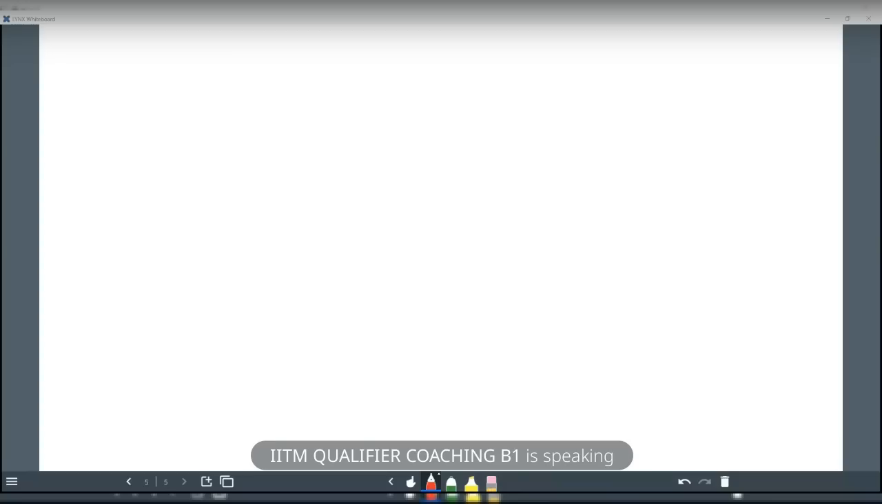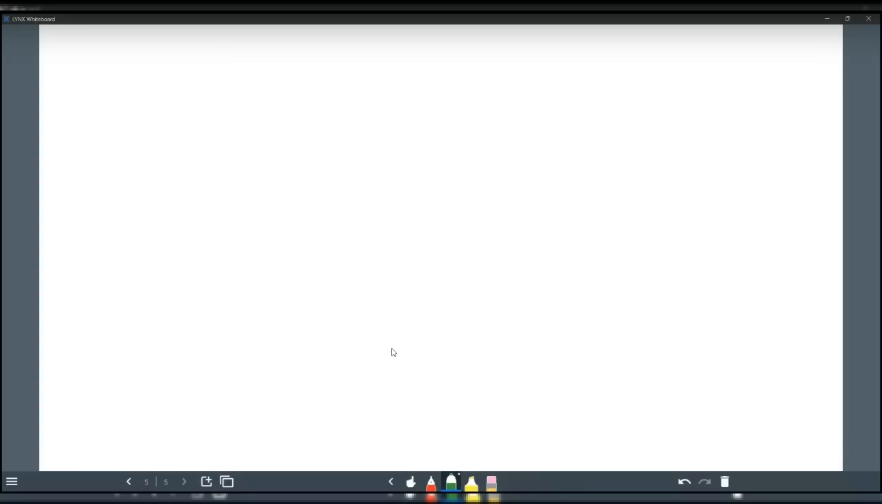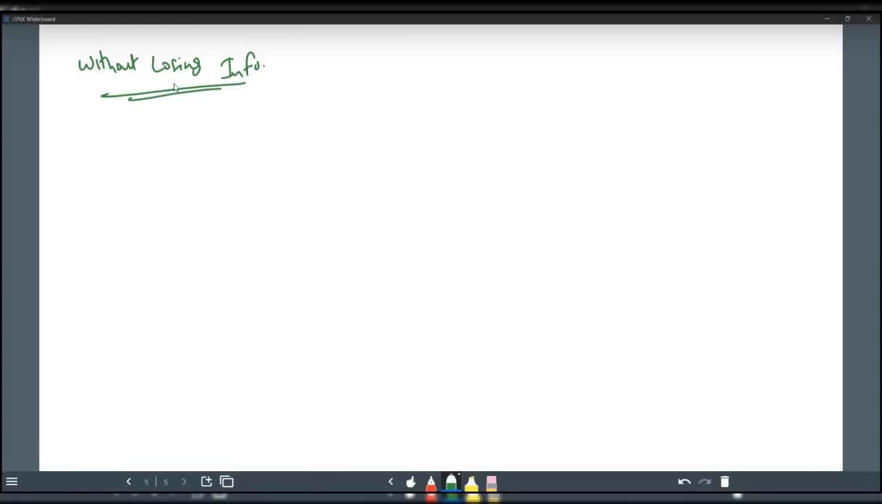So the next topic is max in a single iteration without losing information. You need to concentrate much on this particular caption called without losing information. Can someone tell what does this title actually refer to?